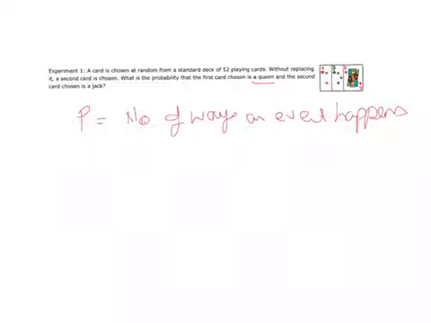So we're looking to get a queen to begin with. And we know there's 4 queens in a pack. So we're looking for probability equaling the number of ways an event happens, divided by the number of ways all events can happen.